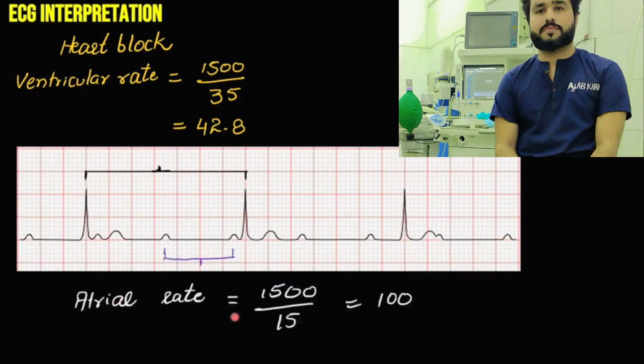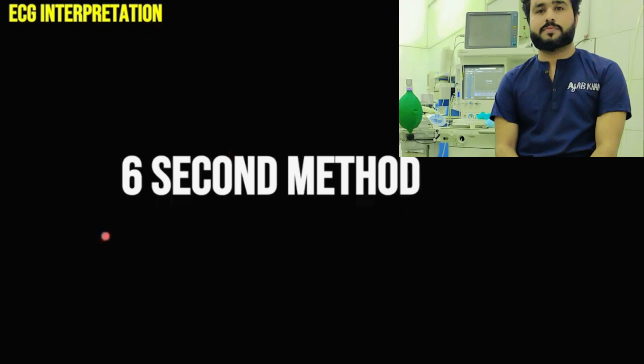We'll calculate the atrial rate separately. Atrial rate: 1500 divided by the number of small boxes. Between these atrial waves you calculate the number of small boxes: 1, 2 and almost 3 large boxes. Each large box contains 5 small boxes, so 3 multiplied by 5 is 15. 1500 divided by 15 is equal to 100 beats per minute. So the atria are contracting at a rapid rate, 100 beats per minute, and the ventricles are even slower, 42.8 beats per minute. Now coming to the 6-second method.